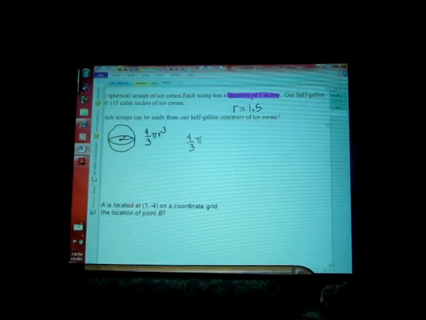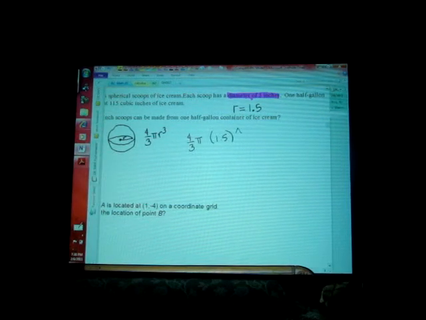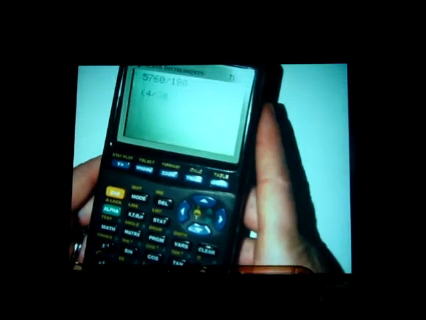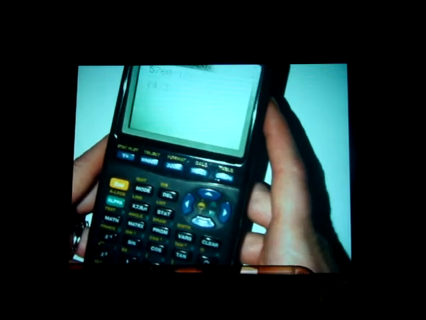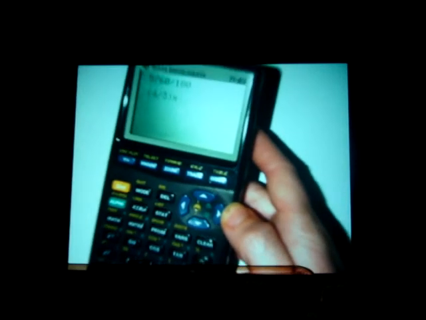So 4/3 pi times 1.5 quantity cubed. That caret key on your calculator, that means up. Up is where you go to get an exponent, okay? So if you pick up your calculator, you would go open parentheses, 4/3, so that would be 4 divided by 3, close parentheses. Pi on this one is located above the caret key.